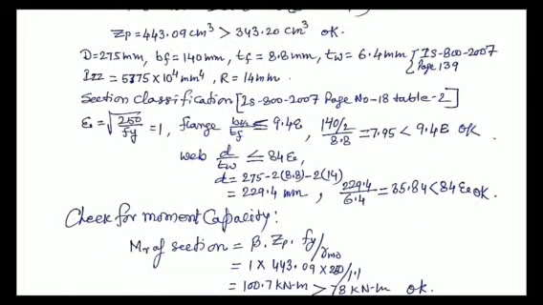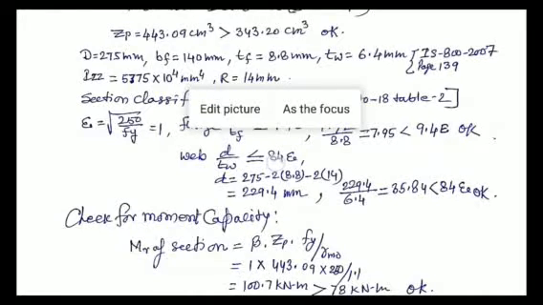Now find out the section classification. For the section classification, you have to find out the plastic section modulus, or you have to check it for the stresses. As we all know, epsilon is equal to under the root 250 over Fy. So it is 1, taken every time as 1.